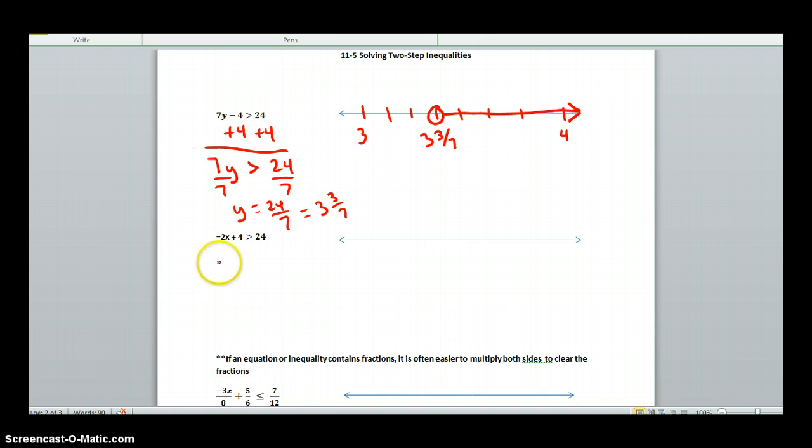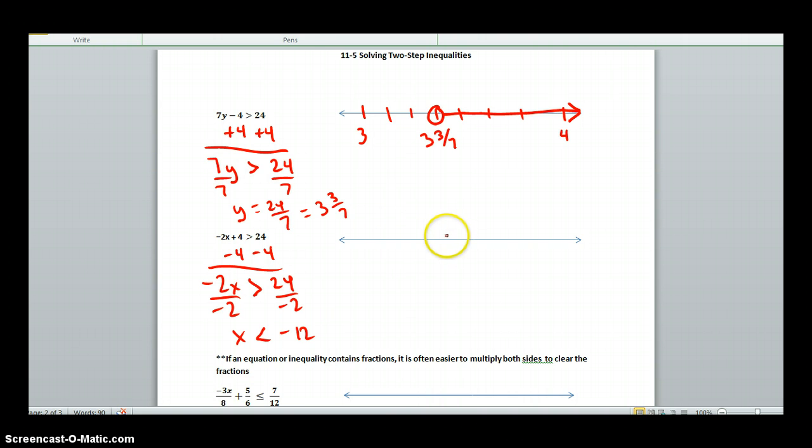The next one, we are going to start by subtracting 4 from both sides to clear out the 4 on the left, and we're left with negative 2x is greater than 24. Remember, since we are dividing both sides by a negative, we need to flip the sign in this example. So this would be x, flip the sign, now it's less than, and 24 divided by negative 2 is going to be negative 12.